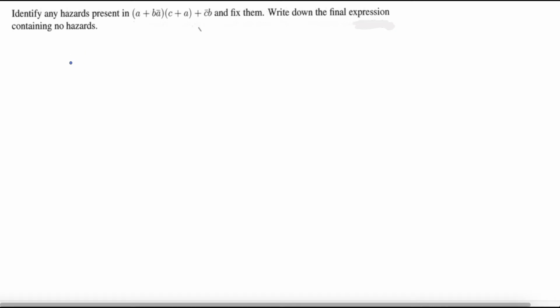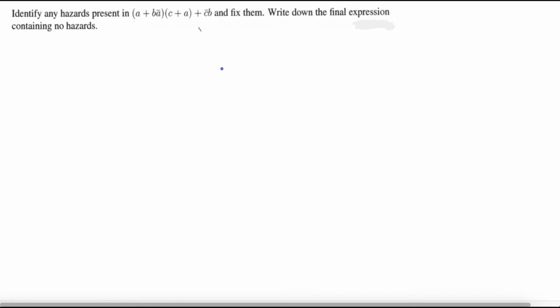Alright, what's up everybody? I'm back with another video, and today we're going to cover the topic of identifying any hazards and fixing them in electrical circuits. So we're going to go through this problem, identify all the hazards, and then write down the final expression that contains no hazards. Okay, so here we have an expression: A plus B A bar, C plus A plus C bar B.